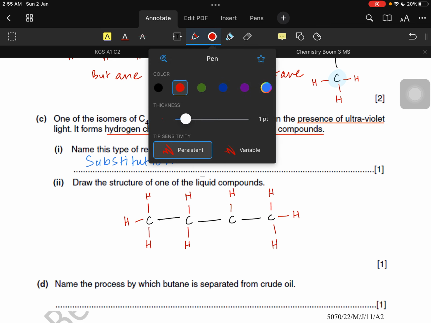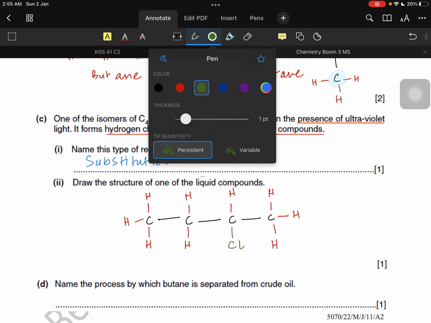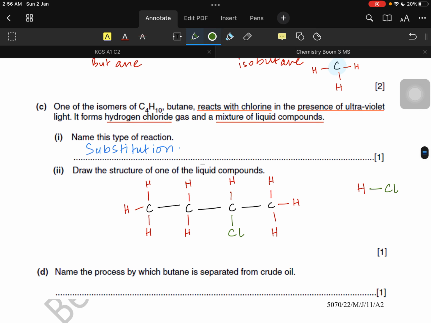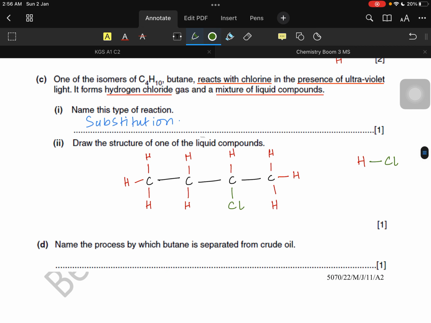Now when it reacts with chlorine, obviously a chlorine atom should come over here. Now here we have a new chlorine atom. What happened to the hydrogen which was lost? It doesn't go away alone, it makes a bond with a Cl atom. So this is substitution.